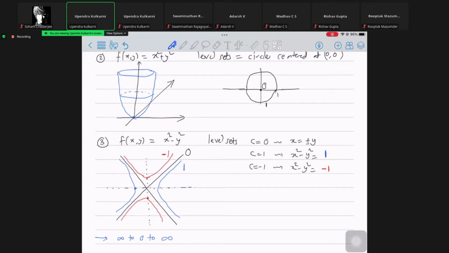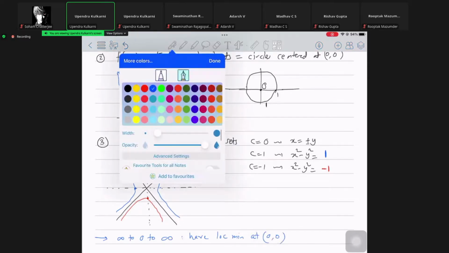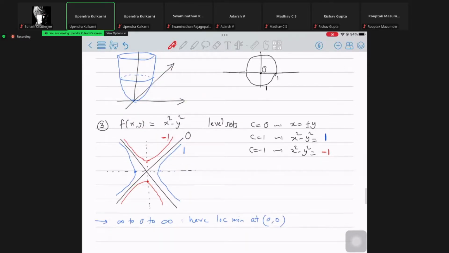So in this direction, what do I have at the origin? A local minimum. So as I travel along the x-axis, I have a local minimum at the origin at 0, 0. But of course, if I go to the y direction, what happens? I get a local maximum. I come from minus infinity, then I climb up to 0, and then I go down.